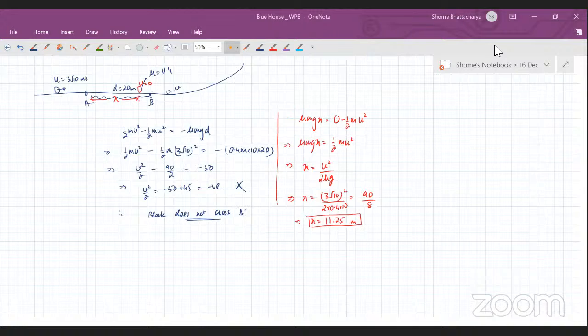Yes, exactly, Durgesh. We can do that. If we assume some height h and solve for h, it will come out to be negative, which is not possible.